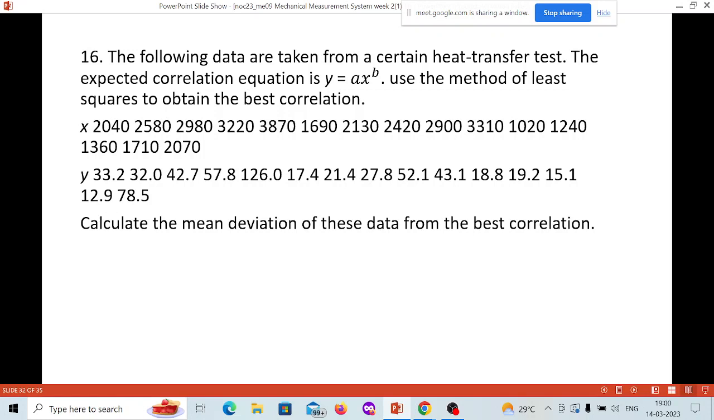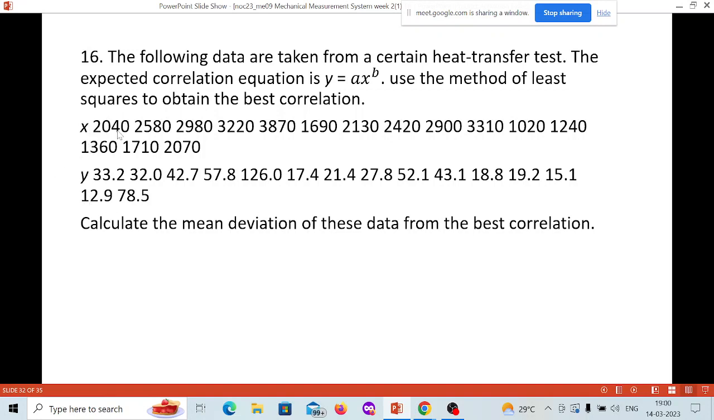So moving on to the next question, we have data taken from a certain heat transfer test. You are doing a heat transfer test, and you are expected to have a correlation y equals a x raised to power b. So you have to use a least square method to obtain the best correlation for this. You have x values and y values listed.